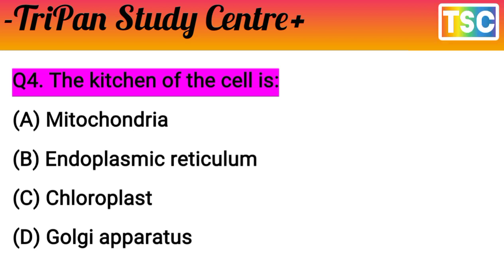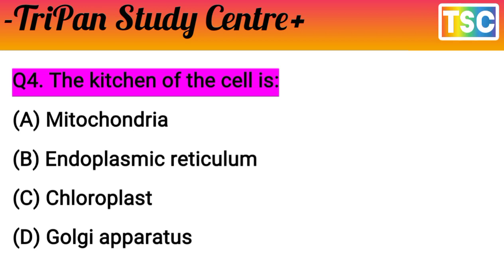Question is very interesting. The kitchen of the cell is... But one point here, chloroplast has a green pigment called chlorophyll, and they are involved in the photosynthesis of food. So they are also known as the kitchen of the cell. It means option C is correct.